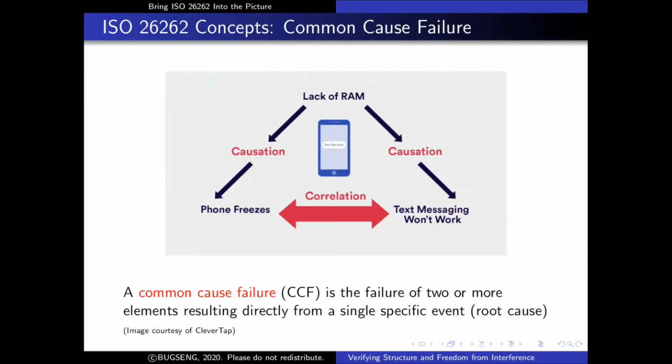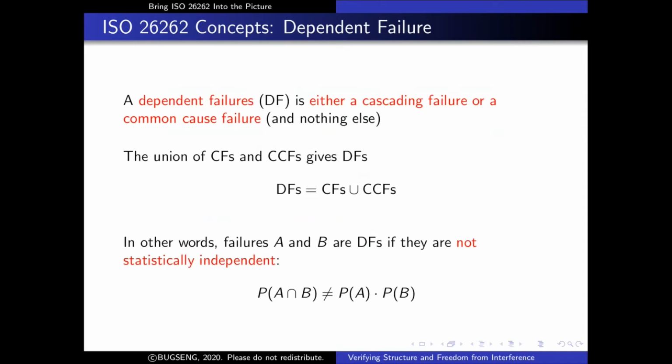Whereas a common cause failure is the failure of two or more elements resulting directly from a single specific event. This is called the root cause. Here is an example: the root cause is lack of RAM, and this causes two failures at the same time. One is that the phone freezes, and the other is that text messaging doesn't work any longer. This is an example of common cause failure. A dependent failure in ISO 26262 is either a cascading failure or a common cause failure and nothing else. So the set of dependent failures is the union of cascading failures and common cause failures.